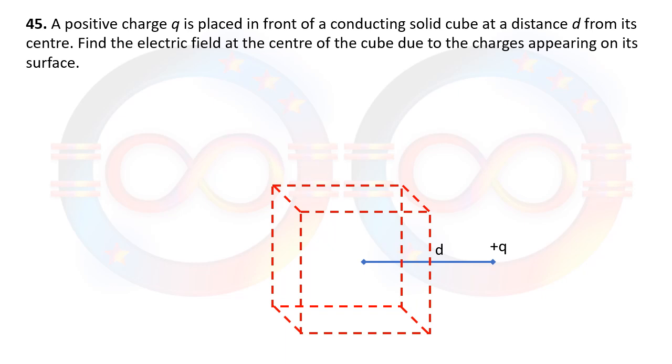It means the same amount of field would be produced by the cube towards the charge, so that the center would remain in a situation of 0 electric field. So the field will be 1 by 4 pi epsilon naught q upon d square, but not away from the charge but towards the charge. That is the answer of this particular question number 45.